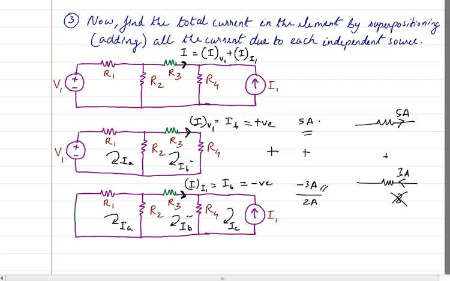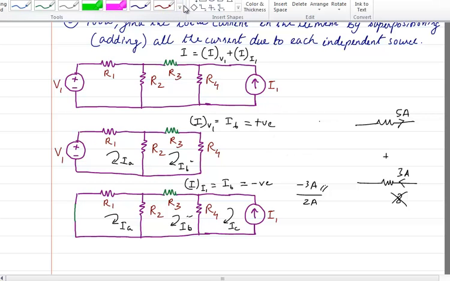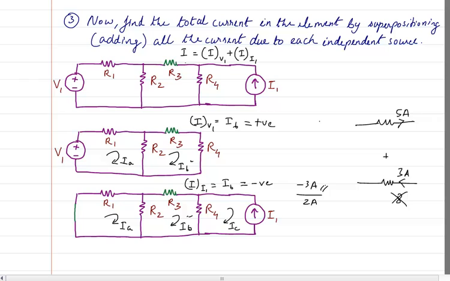Now, for the second case, suppose I am not having the current flowing in this direction, I am having the current flow in the other direction, the opposite direction. For example, let's take that the current is flowing in this direction. Then for this case also I have to consider this. In that case, this current will be minus IB. Why? Because the direction of IB is like this, and this is in the opposite direction. So I will consider this as minus IB.